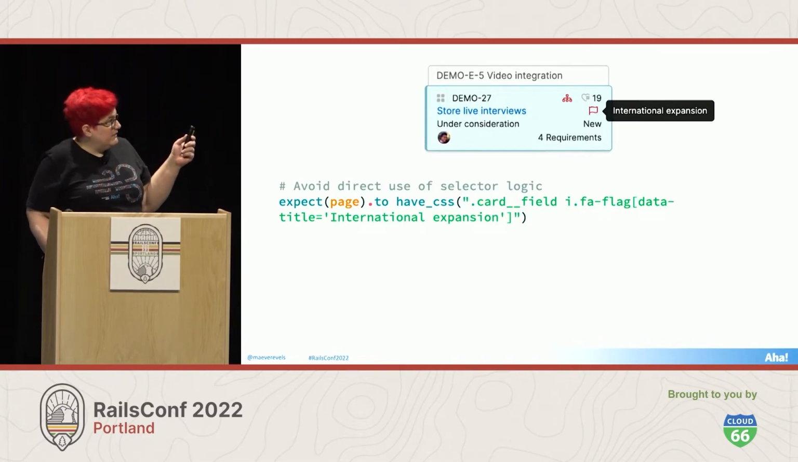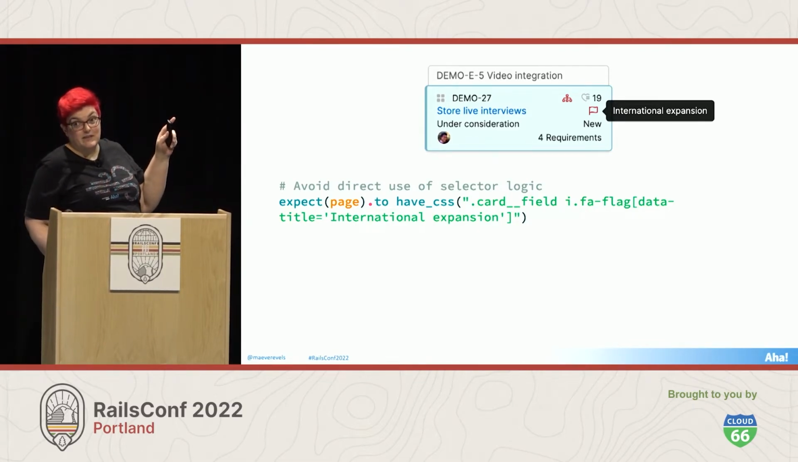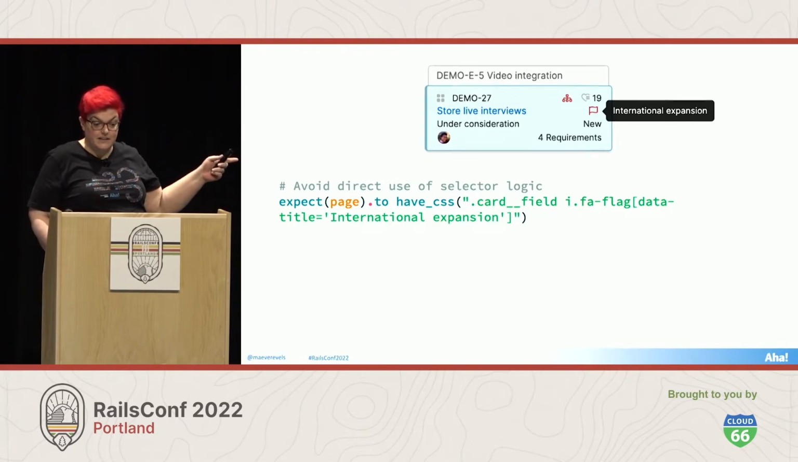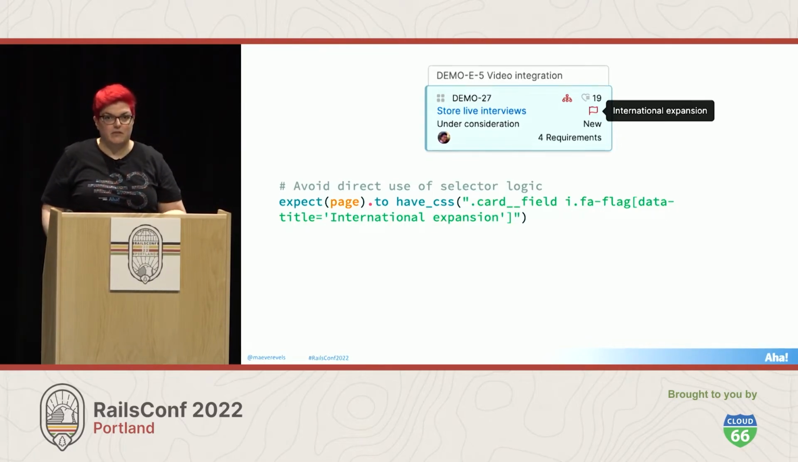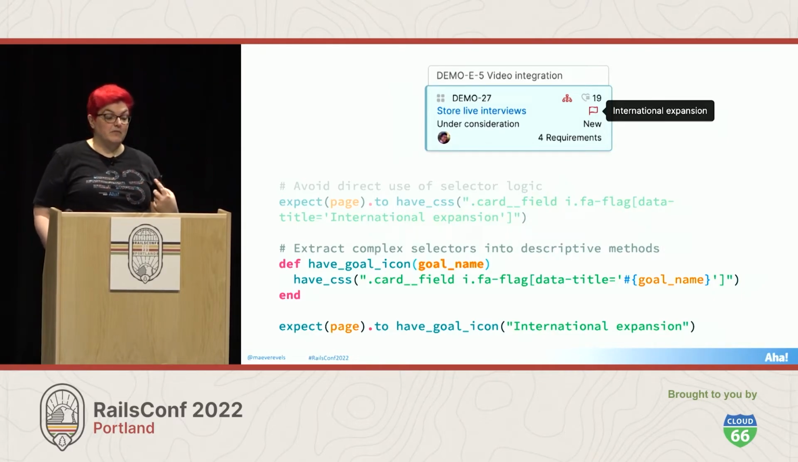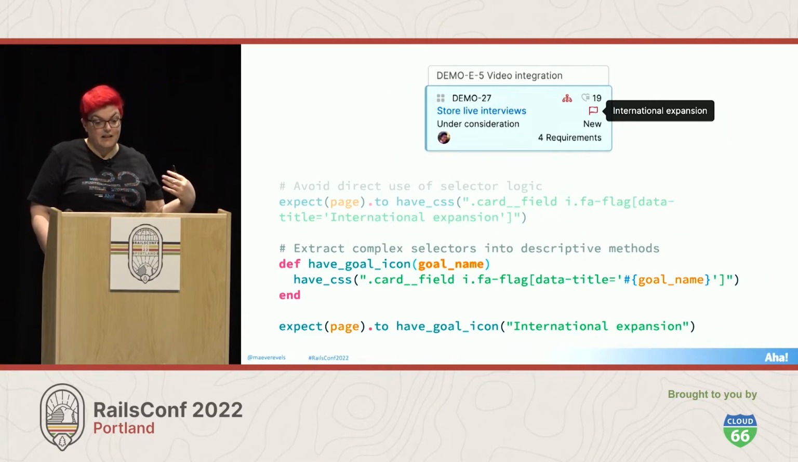So here's an assertion with a moderately complex selector in it. It's kind of long and dense. It wraps around to a second line, and we have to compare it against the rendered page to even understand what it's actually trying to assert. So it's looking for a card field with a flag icon that happens to be identified by this tooltip, international expansion, whatever that means. So this assertion is describing the output. But what's the behavior we're really trying to assert here? Well, we can extract this into a more descriptively named method. And so now we've got expect page to have goal icon, international expansion. And so it's making an assertion that we've got this icon that represents a goal record that has a particular name. It's much easier to understand.